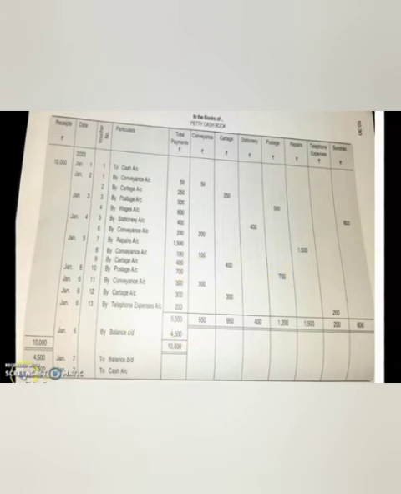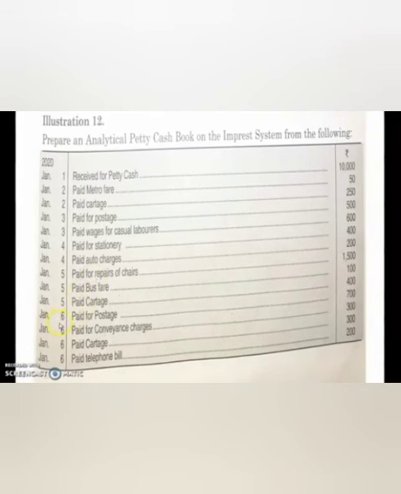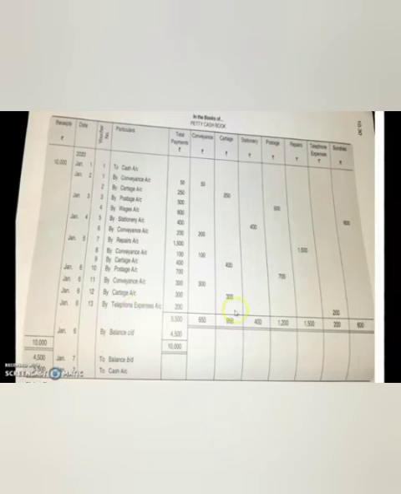Okay. Remember it should be in a straight line. Now next item, January 6. There are four items coming under January 6. Paid for postage. Postage we have a separate column, isn't it? So that will come under postage. Paid for conveyance charges, we have a conveyance column prepared. Cartage, January 6, again cartage, so we have that cartage account also. Telephone bill, as you see, telephone charges, we also have to prepare this extra column for telephone charges.